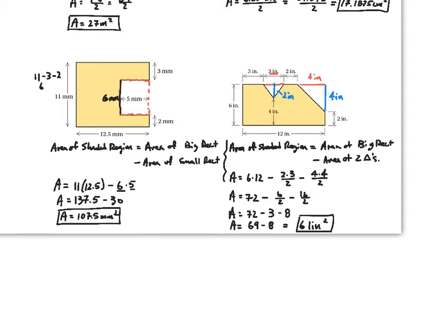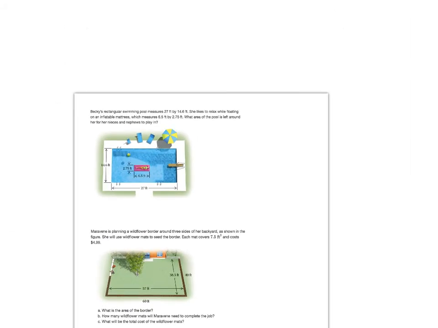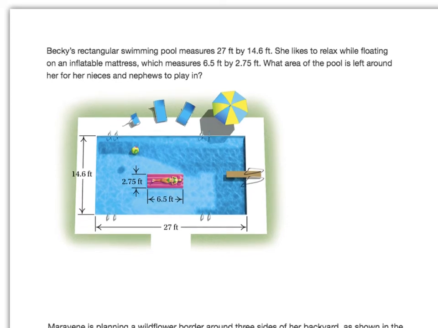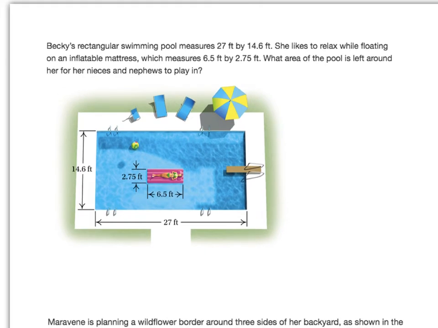All right, let's take a look at the next page. Let's look at some application problems. Let's take a look at this first one. It says, Becky's rectangular swimming pool measures 27 feet by 14.6 feet. That's the distance around the swimming pool. She likes to relax while floating on an inflatable mattress, which measures 6.5 feet by 2.5 feet. What area of the pool is left around Becky so that her nieces and nephews can play in it? So what we want to know is, if you have the area of the pool and Becky's on the inflatable mattress, how much area is left to play in?